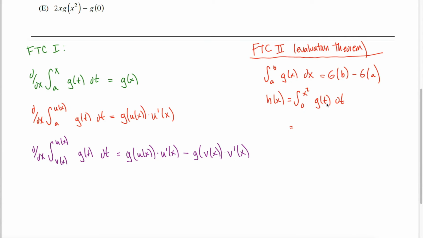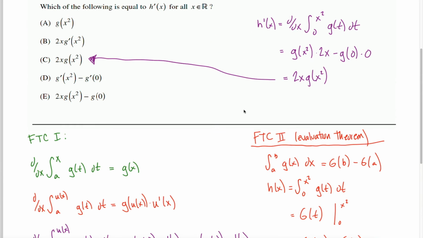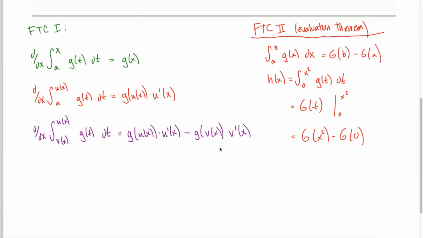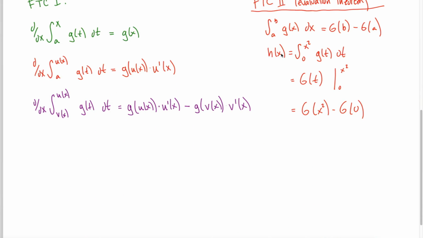So in this case, the antiderivative of little g of t is capital G of t, and I'm going to evaluate that thing from 0 to x squared. That gives me capital G of x squared minus capital G of 0. H of x, this integral, is capital G of x squared minus capital G of 0. The question is not asking me for h of x, it's asking me for h prime of x. In other words, the derivative of h of x. Well, that's easy enough to figure out.